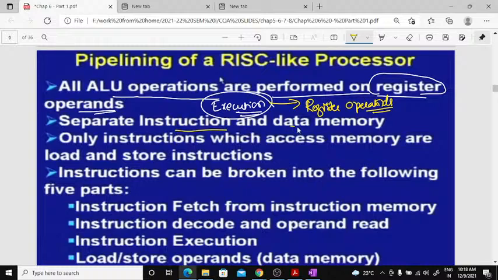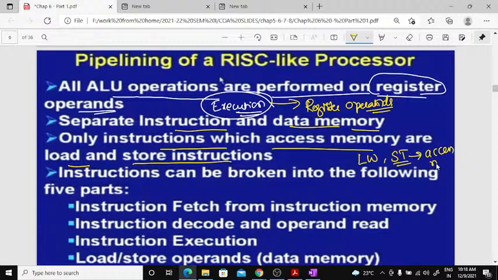Separate the instruction and data memory. The instruction memory is separate and data memory is separate. The only instructions which access the memory are load and store instructions. Some of the instructions are there, load operation, store operation. So these instructions access the memory.